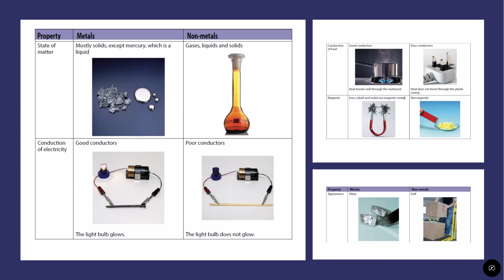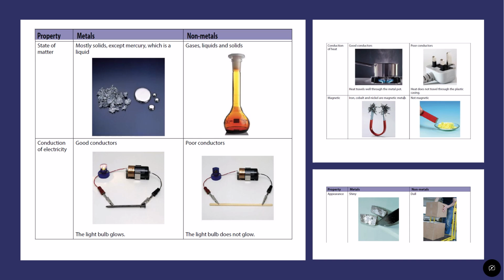Then in the picture below where you see good conductors and poor conductors. So let's look at the property of conduction of electricity. So in this circuit, you see that there's a nail. So the nail completes the circuit. So it acts as a switch. And the light bulb glows because the metal, the nail, is a good conductor of electricity.